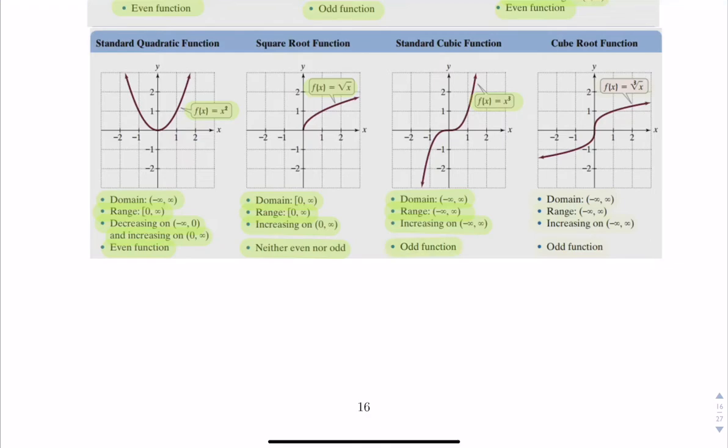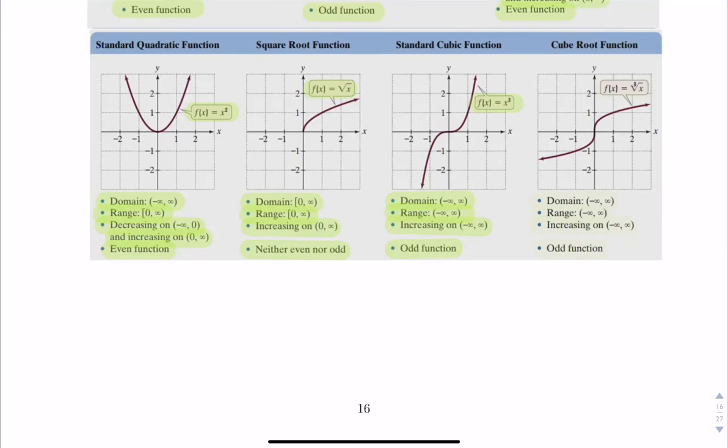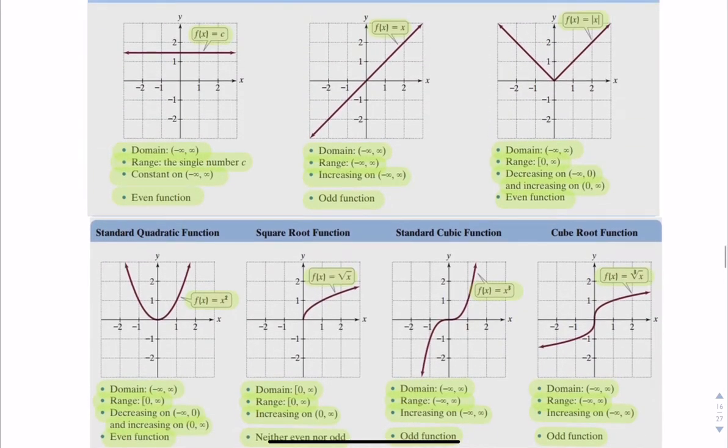And the last one is the cube root function, or f of x equals the cube root of x. The domain is from negative infinity to infinity, and so is the range. It's increasing from negative infinity to infinity, and it's an odd function. So these 7 graphs are very important to know because we're going to use these basic shapes to move and transform them into a new graph of a function.